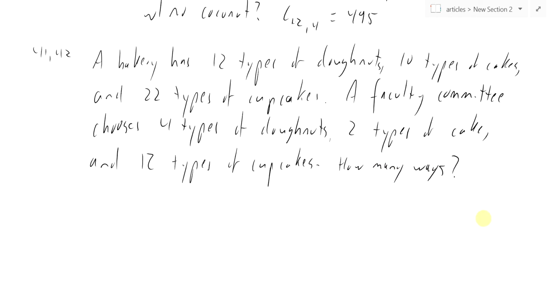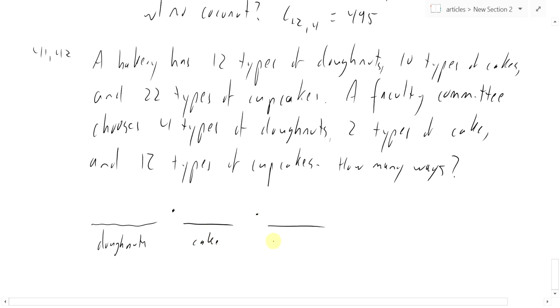Well, it's a multiplication principle, right? It's a sequence of events. First they're choosing their donuts, then they're choosing their cake, and then they're choosing their cupcakes. So anytime you have a sequence of choices, we have a multiplication principle. So they pick first their donuts, and then they pick their cake, and then they pick their cupcakes.